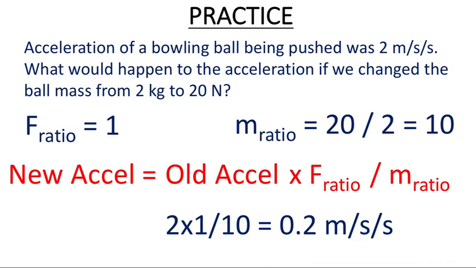Here is the answer to the next question. The force ratio is 1, the mass ratio is 10, and when we plug this into the formula, we get a new acceleration of 0.2. Notice this is much slower than the original system.